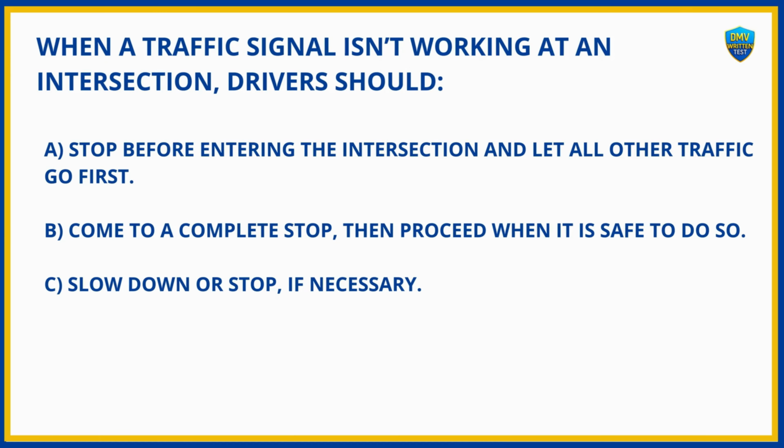When a traffic signal isn't working at an intersection, drivers should A. Stop before entering the intersection and let all other traffic go first. B. Come to a complete stop, then proceed when it is safe to do so. C. Slow down or stop, if necessary. And the answer is B. Come to a complete stop, then proceed when it is safe to do so.